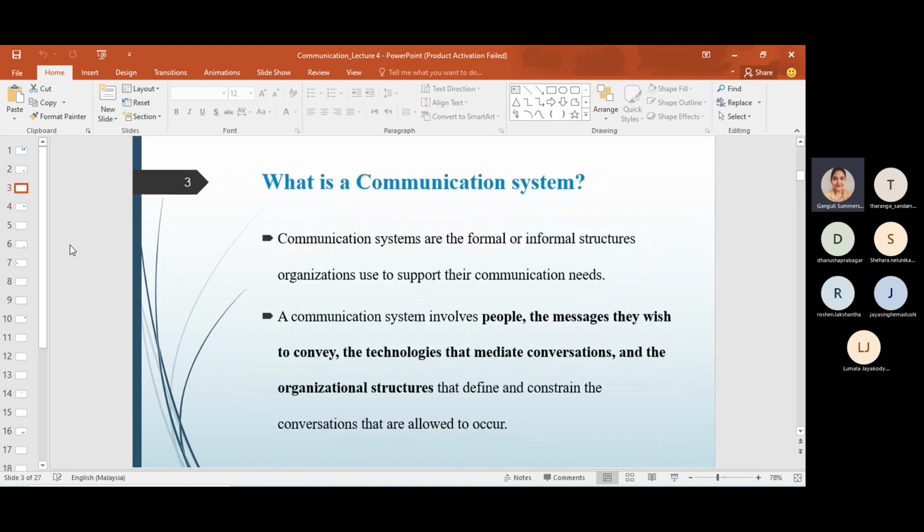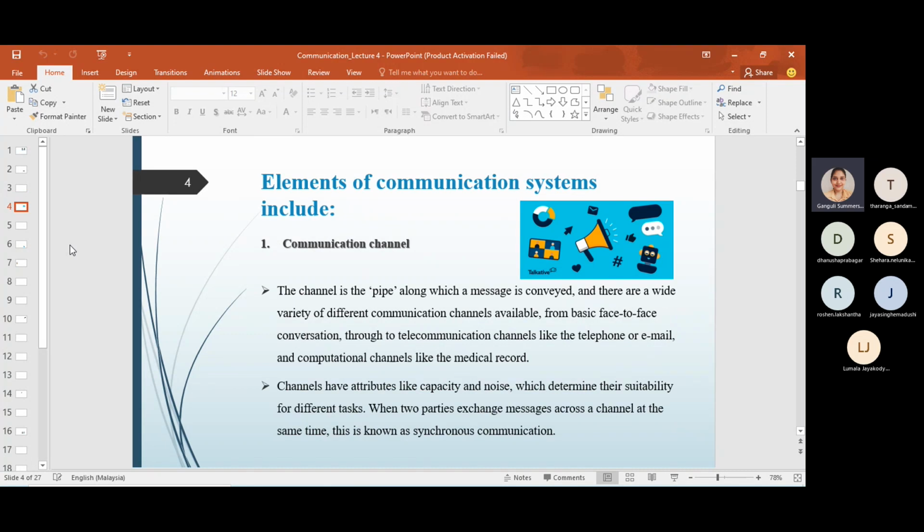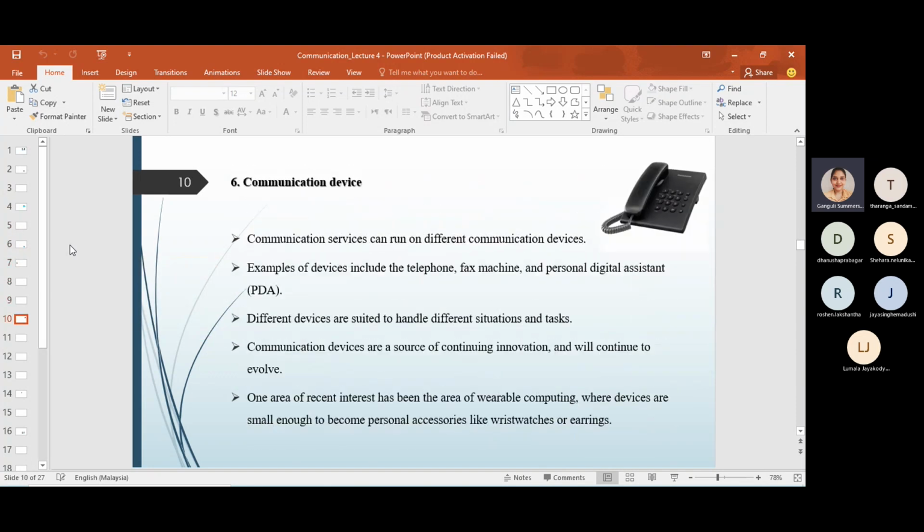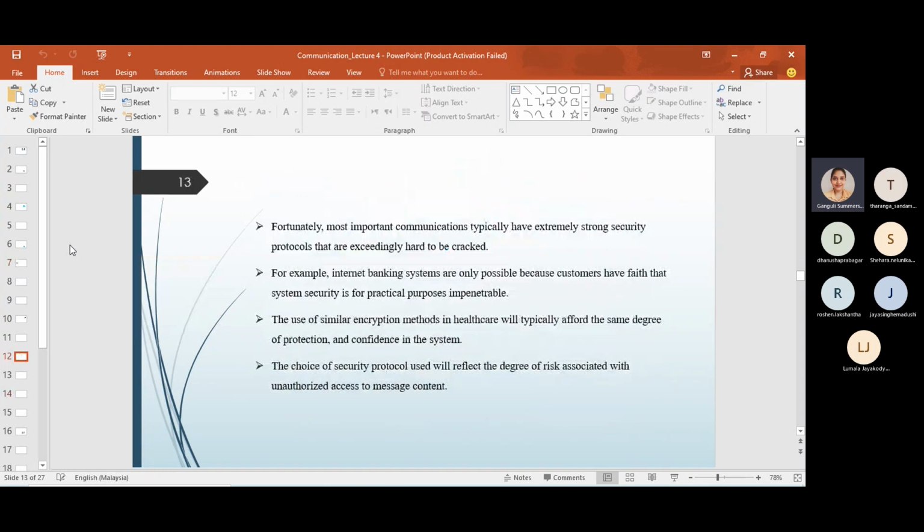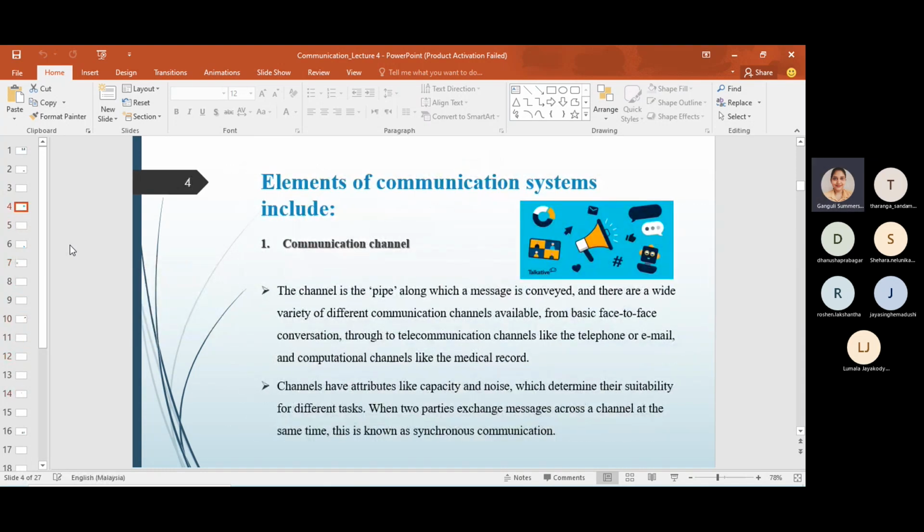So likewise, in the second sentence, I just mentioned the elements roughly as people, messages, technologies, organizational structure. These four are further divided into sub elements. Right? So from this slide onwards you can learn what all the elements in a communication system are, after they are divided. If I'm not mistaken, we are talking about 8 elements. Yes, 8 elements. So in total, 8 elements are included in a communication system.